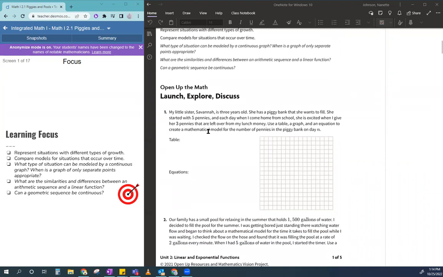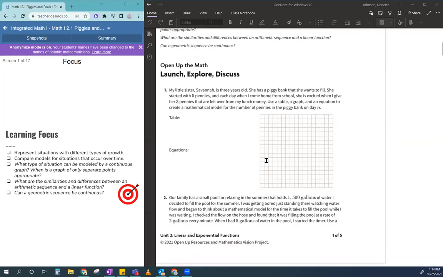So here's this question, and I'm thinking of you who called this a pretentious example, which still makes me giggle. Okay, so here we go. My little sister Savannah is 3 years old. Oh my goodness. She has a piggy bank that she wants to fill. She started with 5 pennies, and each day when I come home from school, she's excited when I give her 3 pennies that are left over from my lunch money. Use a table and an equation to create a model for the number of pennies after day N.